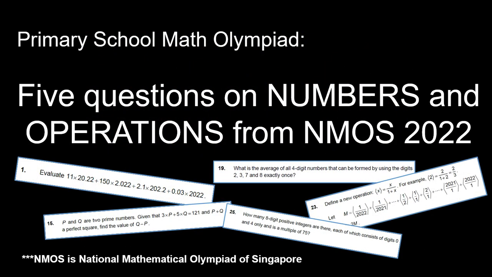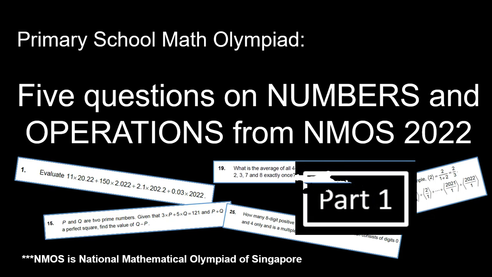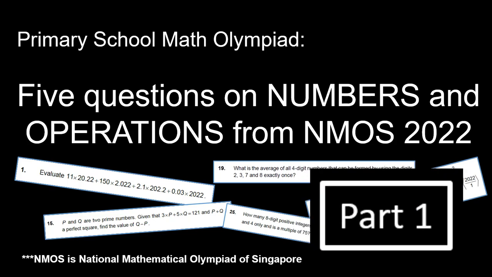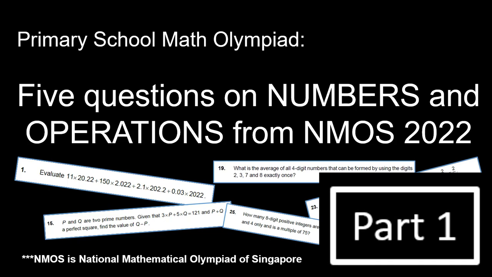For today, we'll focus on 5 questions on numbers and operation from the National Mathematical Olympiad of Singapore, NMOS 2022. Let's begin with one simple question. Evaluate 11 times 20.22 plus 150 times 0.2022 plus 2.1 times 202.2 plus 0.03 times 2022.